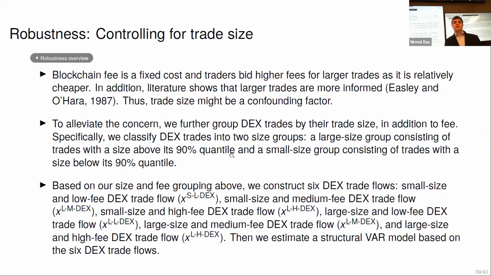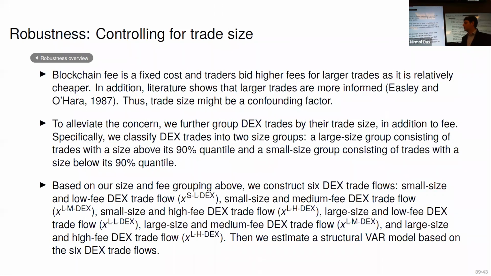We decomposed the trading flows into 6 groups. We have small size and low fee DEX trade flows, small size and medium fee DEX trade flows, small size and high fee DEX trade flows, large size and low fee DEX trade flows, large size and medium fee DEX trade flows, and large size and high fee DEX trade flows. So we have 6 groups where we are looking at both the fee and the size of the order.